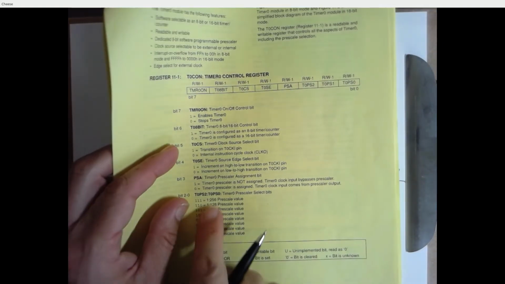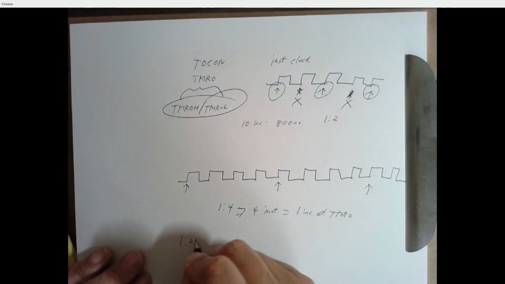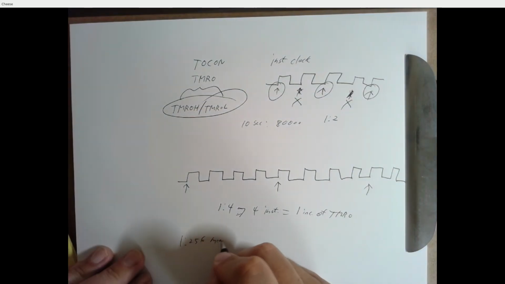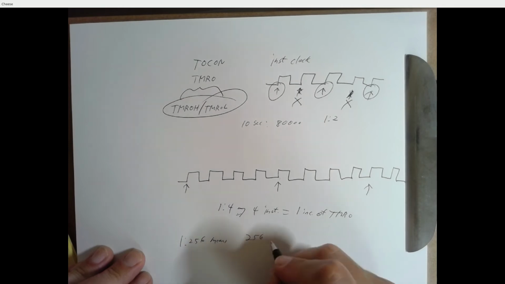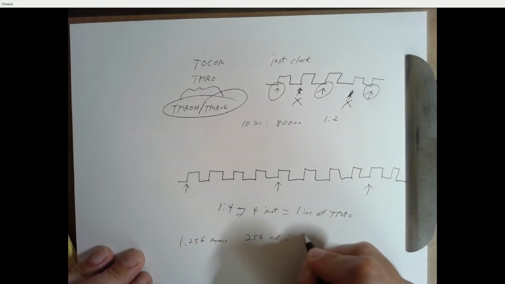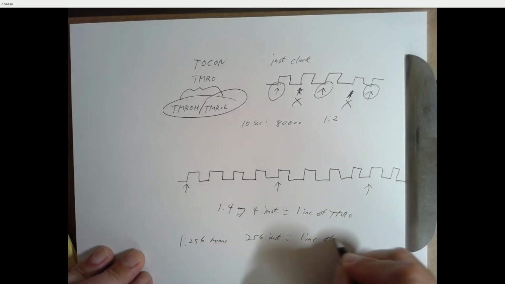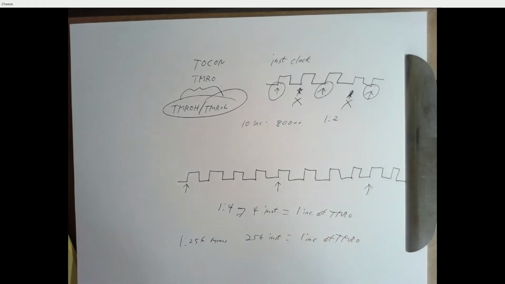So you can imagine if we set the prescaler to 1 to 256, what does this mean? 256 instructions equals 1 increment of timer 0. So after 256 8,000ths of a second, timer 0 will only get incremented by 1. So we can get a very long timing interval like this, right?